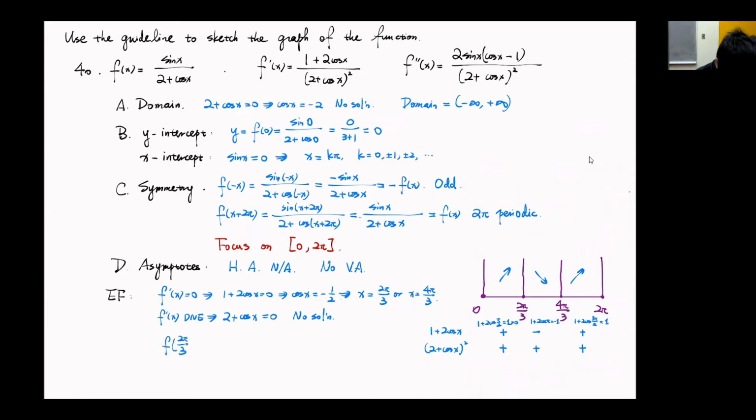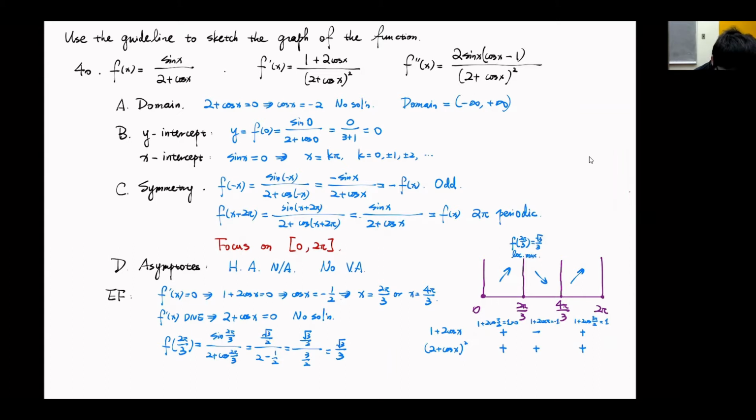Okay, so this tells me that my function value at 2 pi over 3, so f of 2 pi over 3. So let's first compute what this guy is. So this will be sine of 2 pi over 3 divided by 2 plus cosine of 2 pi over 3. Sine of 2 pi over 3 is going to be root 3 over 2. Cosine of that guy is going to be minus 1/2. Okay, so what I will get here is going to be root 3 over 2 divided by 3 over 2, and the answer will be root 3 over 3. So this is local max by first derivative test.